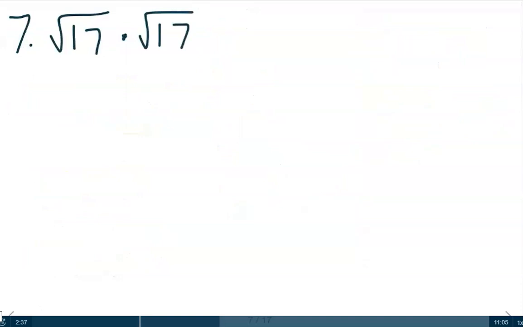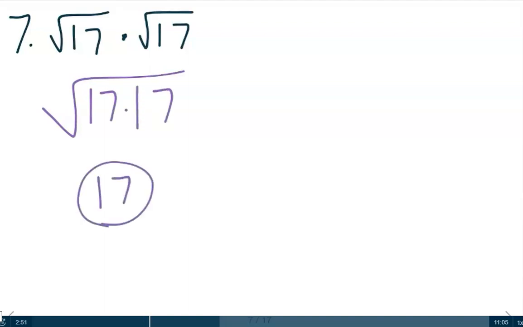Number 7, it doesn't matter if you know what 17 times 17 is. The square root of 17 times the square root of 17 is just 17. Now it happens to be 289, but it really doesn't matter if you know that. Square root of a number times the square root of the same number is that number, no square root.